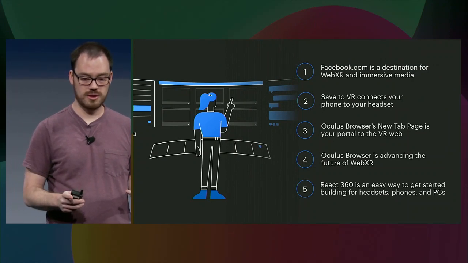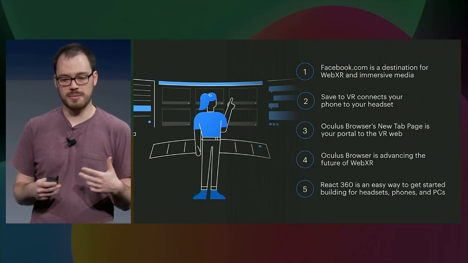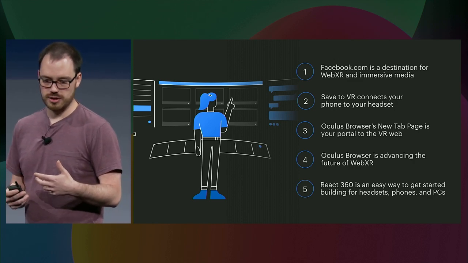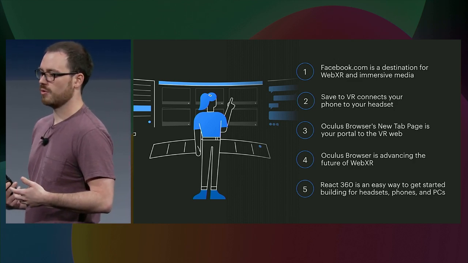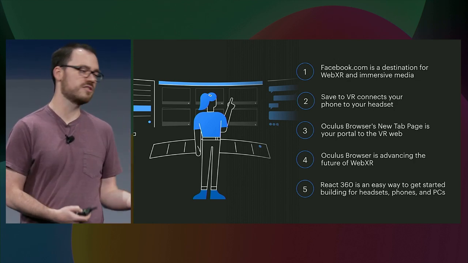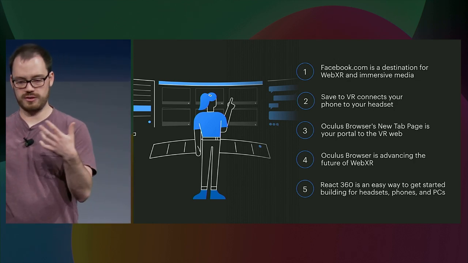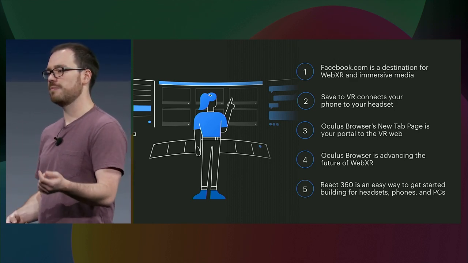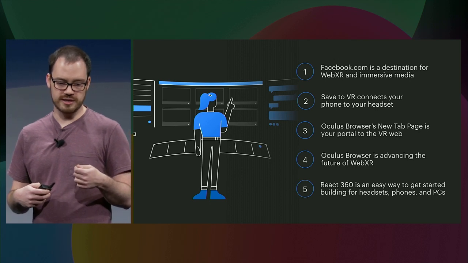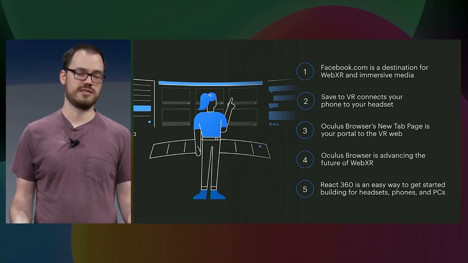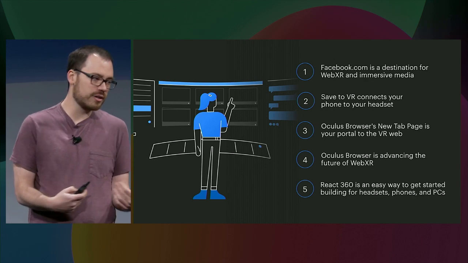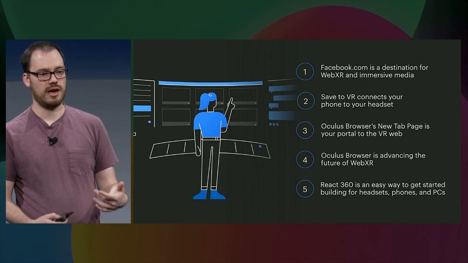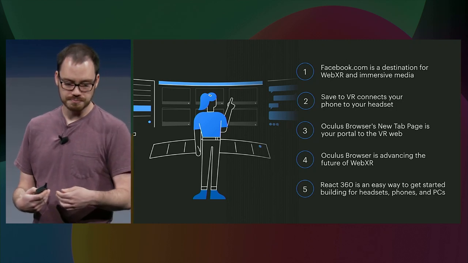So to recap, Facebook.com is the place that we are making WebXR a reality for the web and providing immersive media experiences that work across devices. We're building features like Save to VR that connect your phone with your headset. And the Oculus Browser new tab page is your portal to discovering new content, as well as your way as a developer to get your content discovered. And we build our own browser so that we can advance this technology and really usher in that next generation of the web. And if you're a developer and you want to get started, frameworks like React 360 are an easy way to get started that works across all different types of devices.